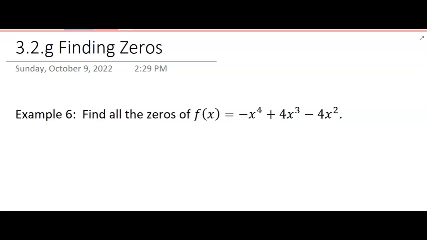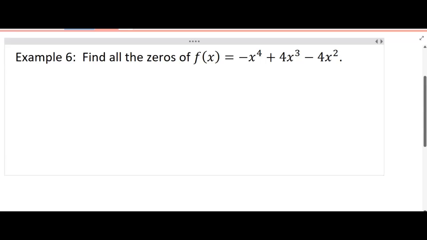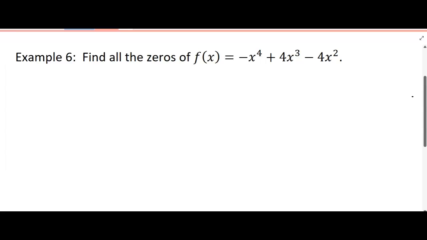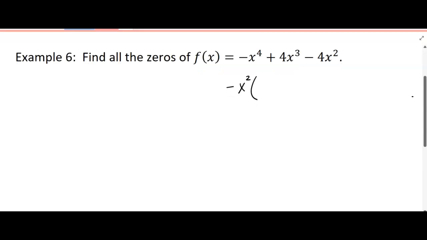So here we have a polynomial function and they want us to find all the zeros. Okay, so I would probably factor out a negative x squared because that's the GCF, and I would factor out the negative. So that gives me x squared minus 4x minus 4, nope, plus 4.